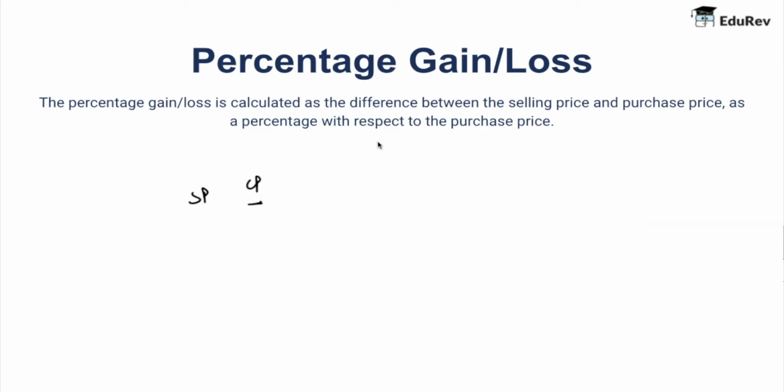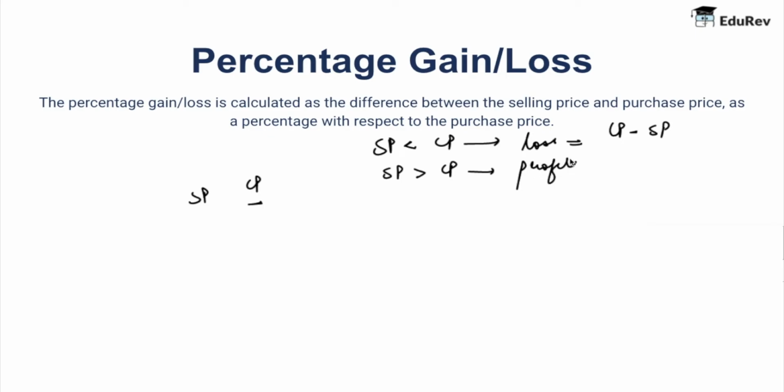If SP is less than CP, then we have a loss. Alright, and this loss will be equal to what? CP minus SP. Whereas when SP is greater than CP, then we will have a profit. And it will be equivalent to what? SP minus CP. Correct. Now let's see how we calculate the percentage loss and the percent gain.